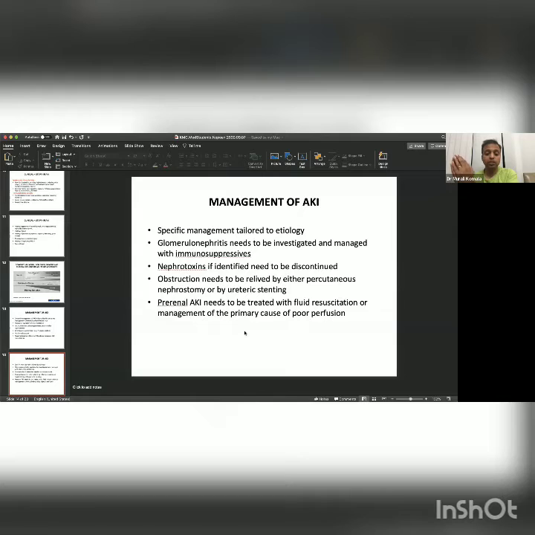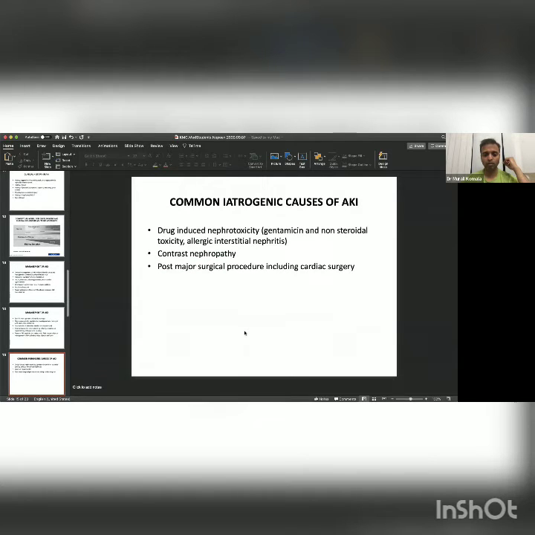And if there is an obstruction, we relieve that with a catheter, or if you can't put a catheter, then you need to do nephrostomy, which is putting a tube into the ureters. If it's pre-renal acute kidney injury, you give them lots of fluid. And if it's a cardiac failure or liver failure, you try to manage that, because without managing that, the kidney function won't recover.